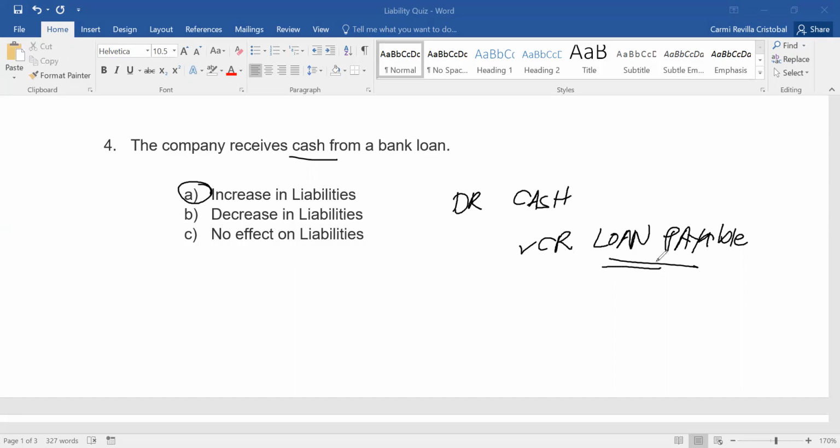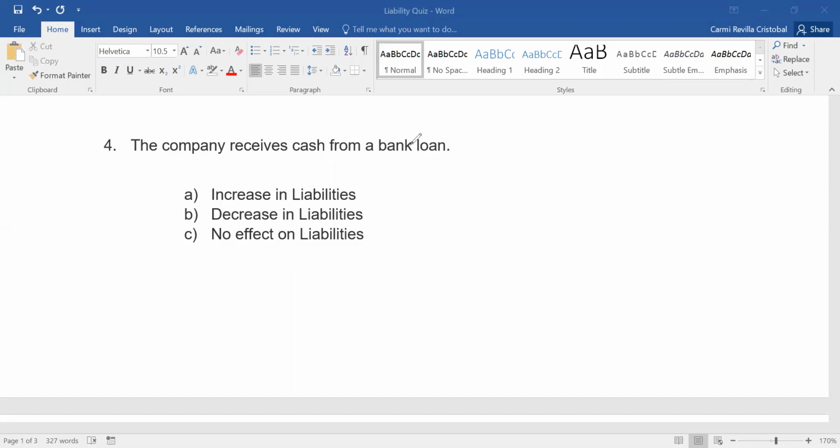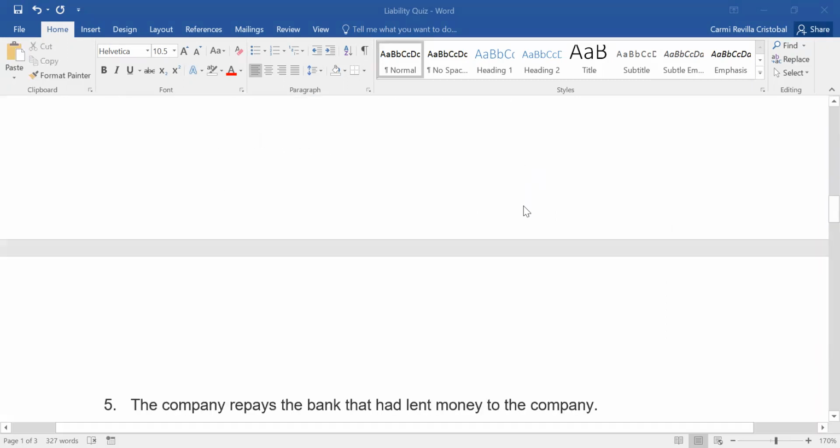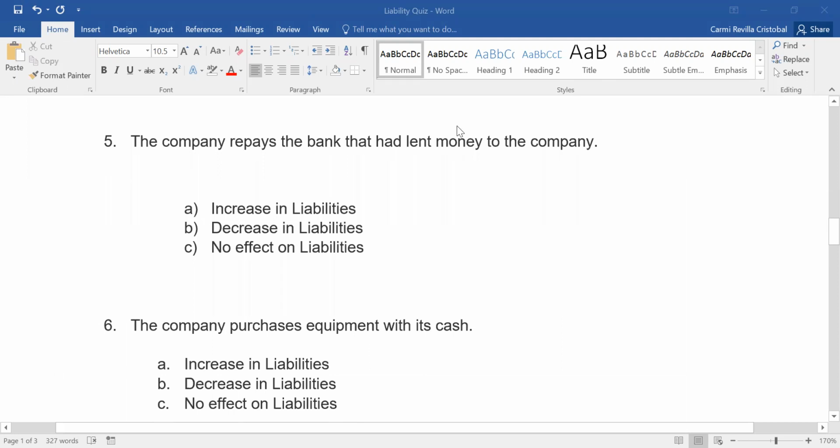There you go. And again, your loan payable can be either current or non-current. It depends on the maturity or the coverage. Okay? All right.